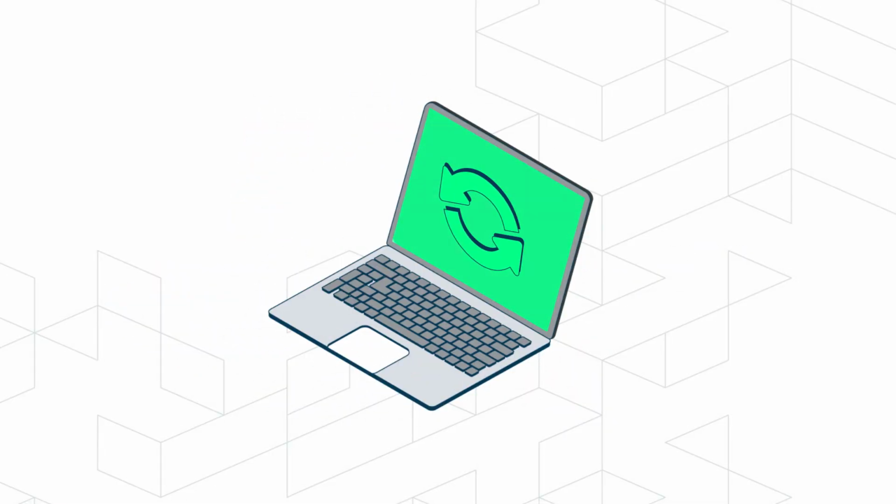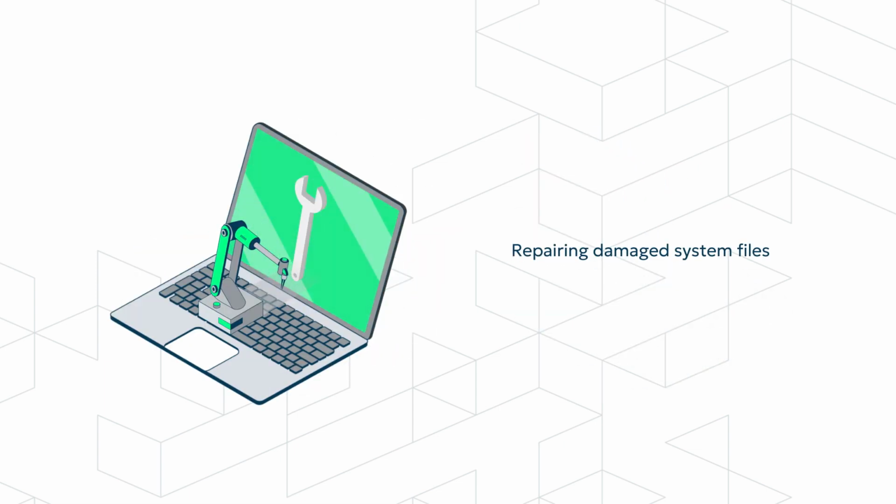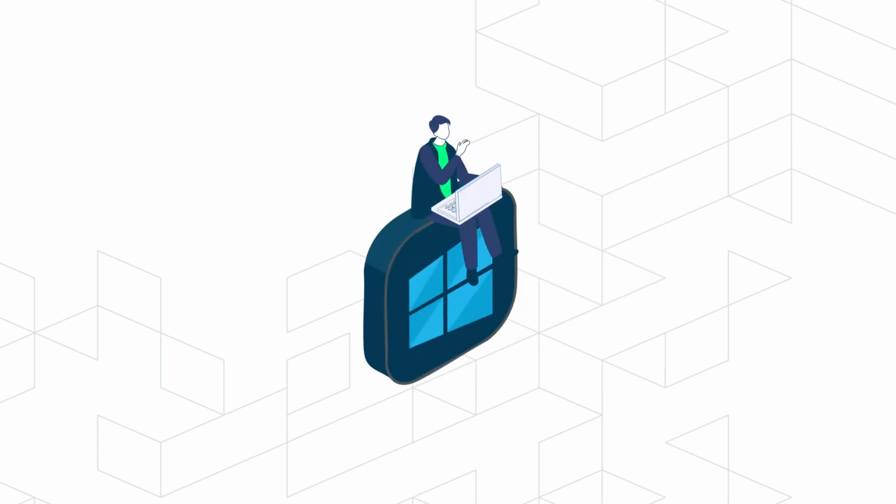Windows Update fixes. Sometimes software updates are all you need to fix system issues. To that end, the Update Repair tool helps with clearing corrupted update files and download caches, repairing damaged system files, and resetting Windows Update services. This method is particularly useful for pinpointing whether the problem is being caused by malfunctioning hardware or buggy software.